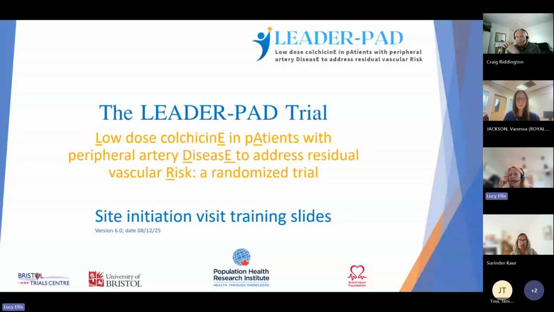Surinder is the deputy trial coordinator, and Craig is the trial coordinator working on the trial. Unfortunately, Rob Hinchliffe, who's the UK CI, is unable to attend last minute because he's got to do some clinical duties. So I'll cover the bit he usually does. I'm not clinical. If there are any specific clinical questions, I will give him a call straight afterwards and get back to you as soon as possible. But yeah, I hope that's okay.